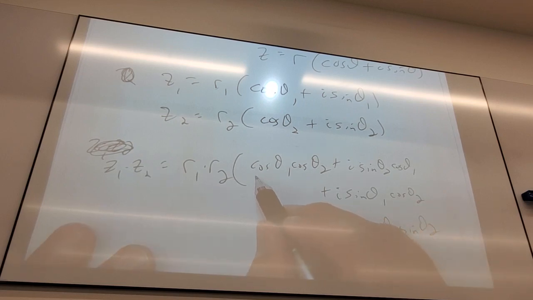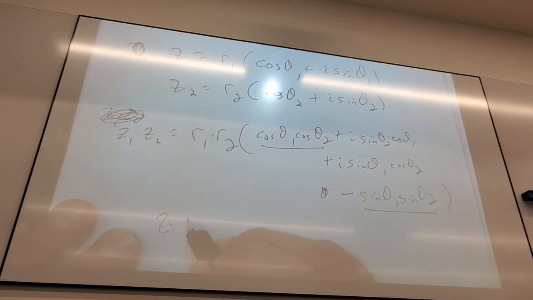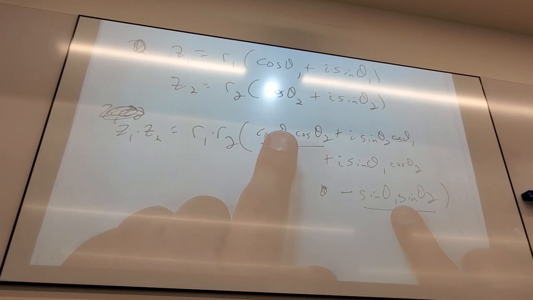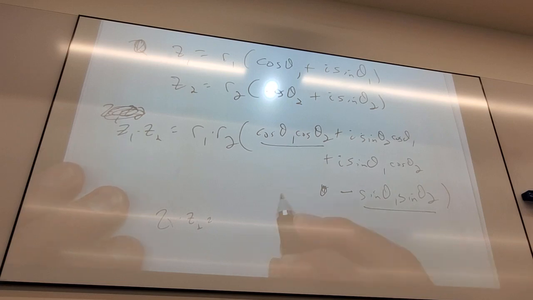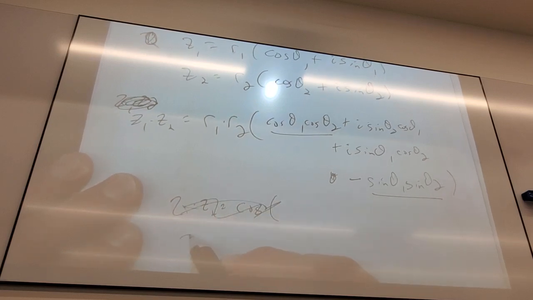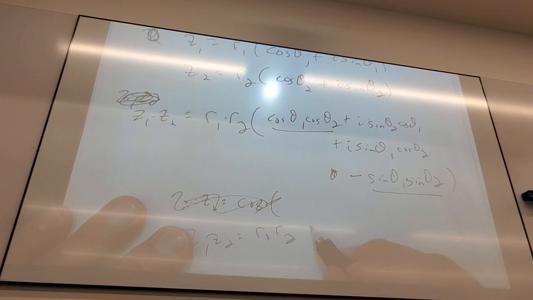Now real quick, the stuff without an i: cosine, cosine, sine, sine, with a minus. Does that look familiar at all? Let me not forget my r1 r2. So cosine theta 1 cosine theta 2 minus sine theta 1 sine theta 2 is just cosine of theta 1 plus theta 2. It's just the sum.